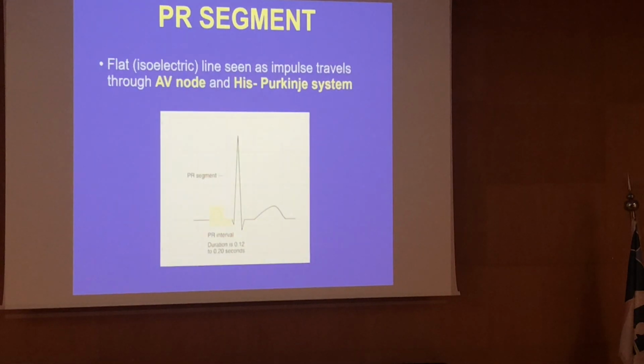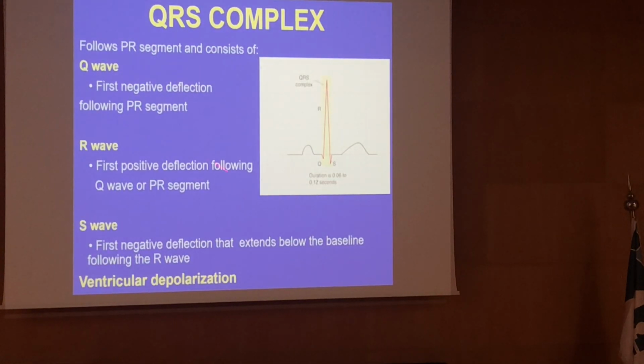Then we have the PR interval. That's the conduction down the AV node and His-Purkinje system. It's isoelectric because it's just conducting, but we don't detect anything externally. When the ventricle depolarizes, we have the QRS.